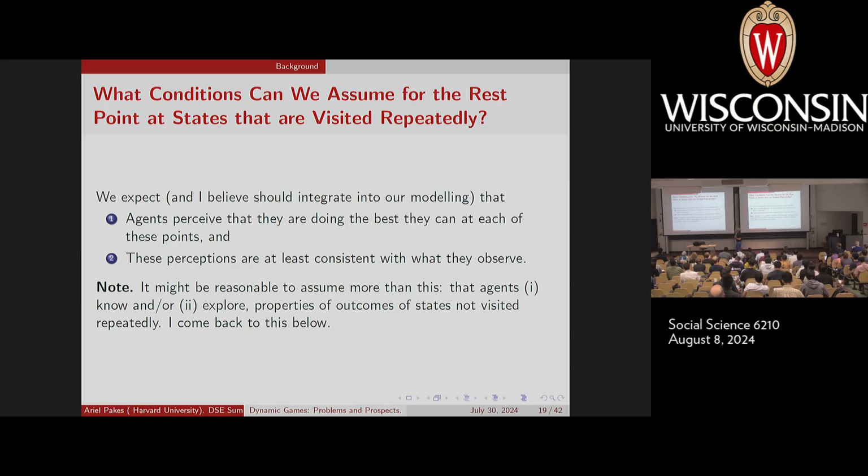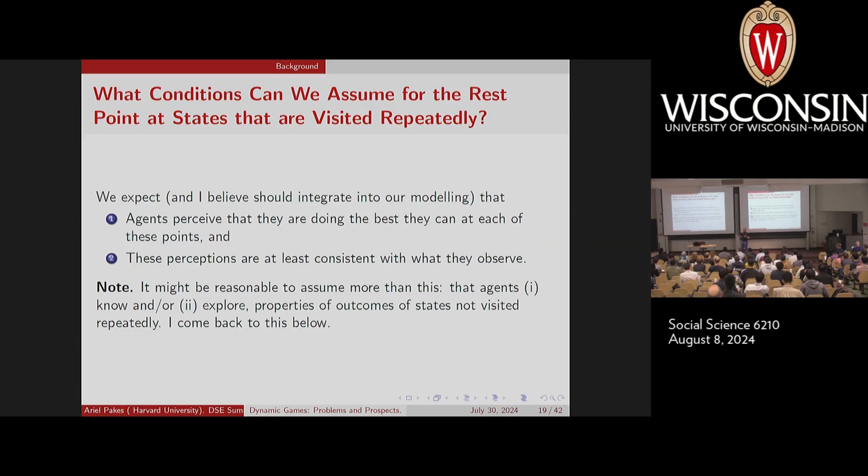So the two conditions are: agents perceive they are doing the best they can, and these perceptions are at least consistent with what they observe. I should have said repeatedly observe. It might be reasonable to assume more than this, and I'll come back to that a little bit, and then you just put it on top of this. Is that clear? It's easy to do that.